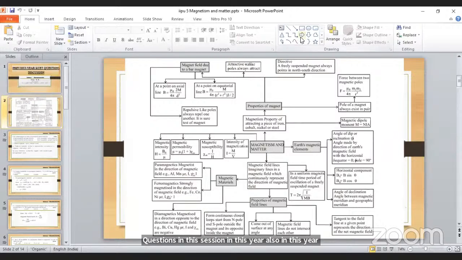Okay, students, stop sharing, and I'm sharing another file also. Just wait for a minute. I'll just open the file and I'll share it with you.